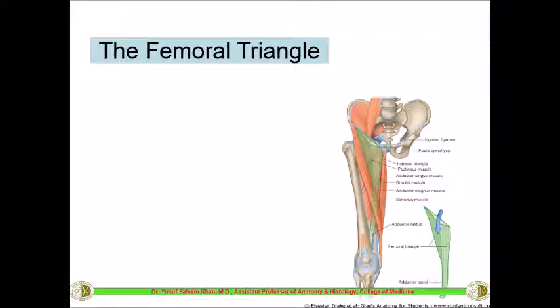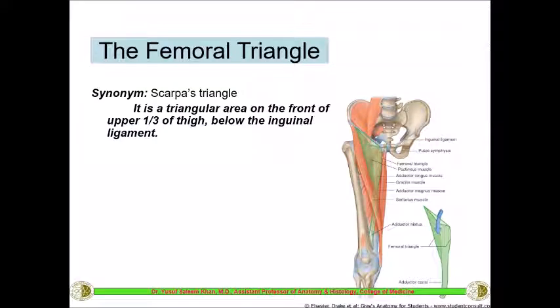Now discuss the femoral triangle. This is also called the Scarpa's triangle. This is the triangle which is present in front of the upper one third of the thigh, below the inguinal ligament. If you see in this picture, this is the inguinal ligament present here, and just below this inguinal ligament is a triangle present.